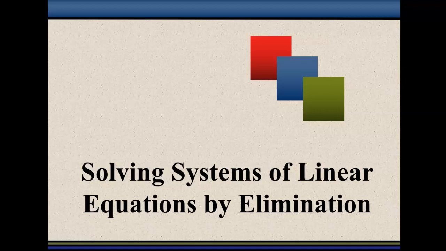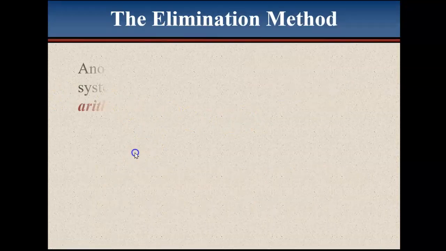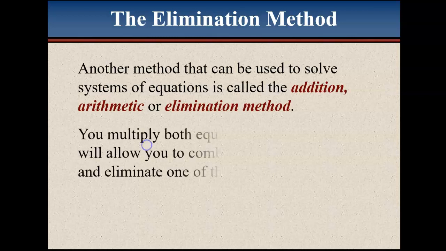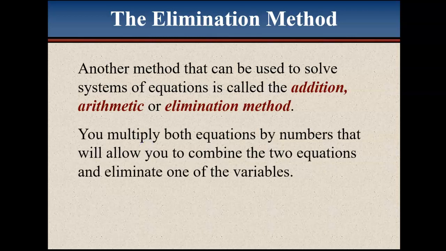Okay, here is the third way that we're going to solve linear equations, a system called elimination. Okay, elimination method: basically we're going to eliminate one of the variables or the other through arithmetic addition or subtraction means. So you will multiply both equations by numbers that allow you to combine the two equations to eliminate one of the variables. We don't necessarily have to multiply both.